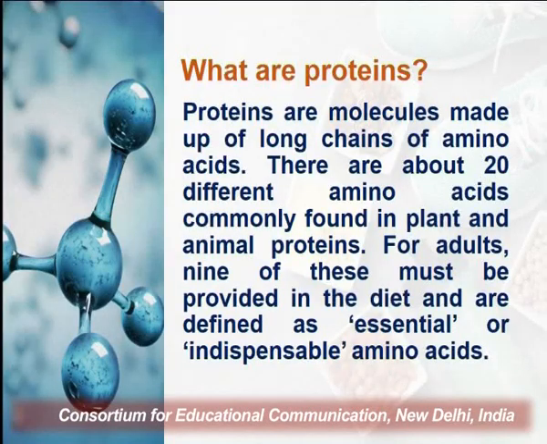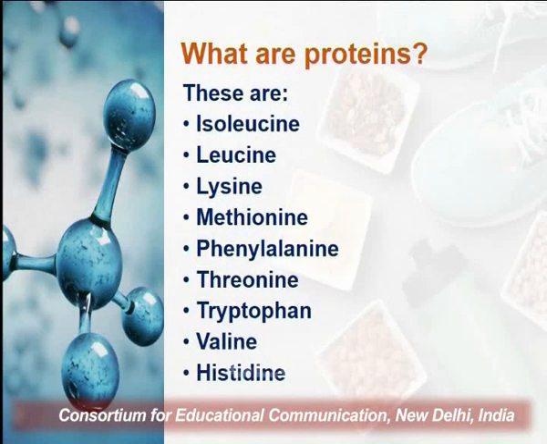Now, let us see what proteins are basically. Proteins are molecules made up of long chains of amino acids. There are about 20 different amino acids commonly found in plant and animal proteins. For adults, 9 of these must be provided in the diet and are defined as essential or indispensable amino acids. They are isoleucine, leucine, lysine, methionine, phenylalanine, threonine, tryptophan, valine and histidine.